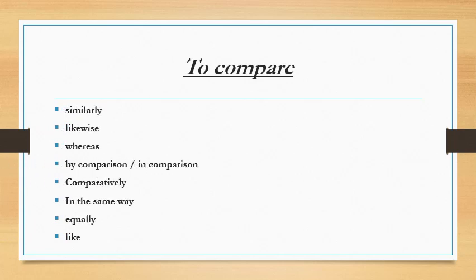In order to compare between two people, two things, or two parties, we can use the following expressions: similarly. So if they are in the same way or in the same context or in the same place, you can use similarly. Likewise, whereas, okay, whereas بينما, by comparison or in comparison, comparatively, in the same way or in the same context, في نفس السياق ولا في نفس الحديث, equally, or just you can say.